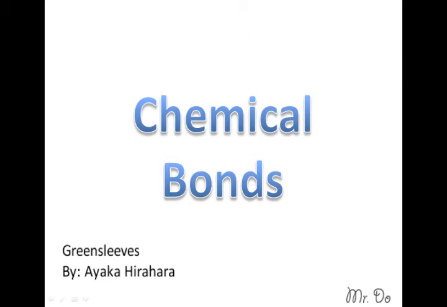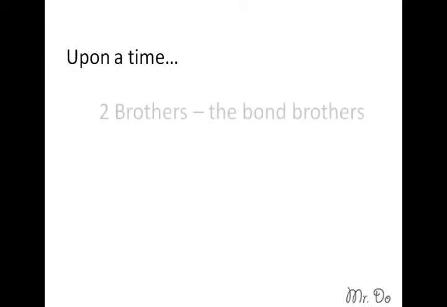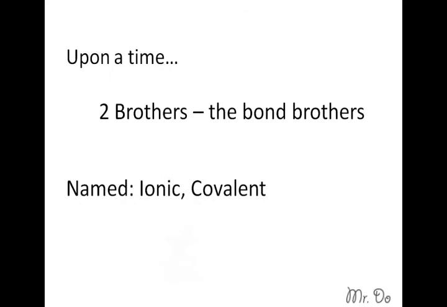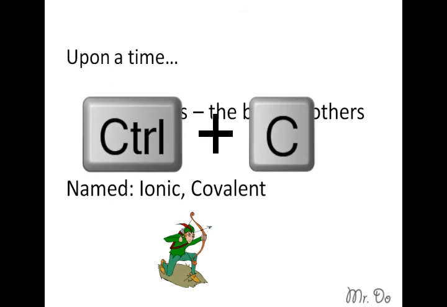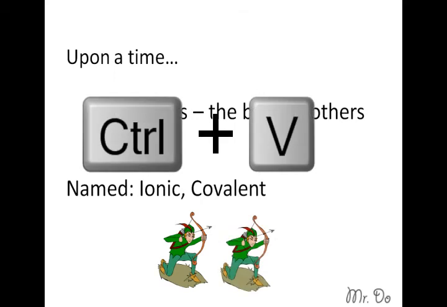Chemical bonds. Once upon a time, there were two brothers, the Bond brothers. One was named Ionic, the other was named Covalent, and they look very much alike. So alike that it's hard to tell them apart.